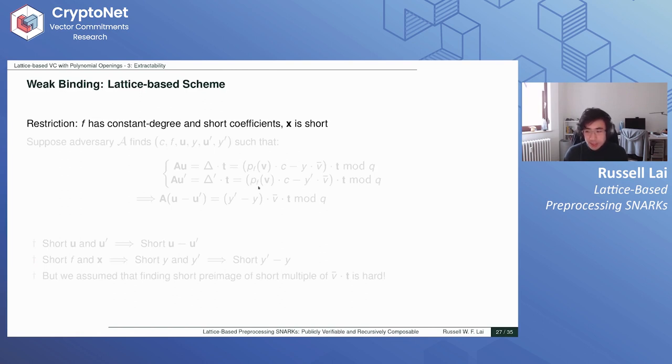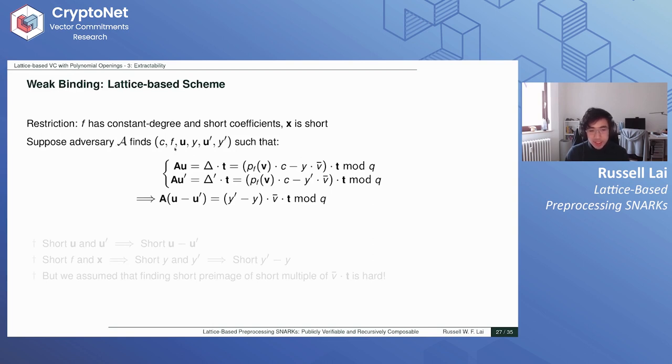In the lattice setting, the reasoning is very similar, except that we need to further restrict our function f and the vector x that we commit to. To be concrete, we want f to be of constant degree, and in the expanded form, we want the coefficients of f to be short. At the same time, we also want our vector x that is committed to also be short. So given this restriction, the reasoning is exactly the same.